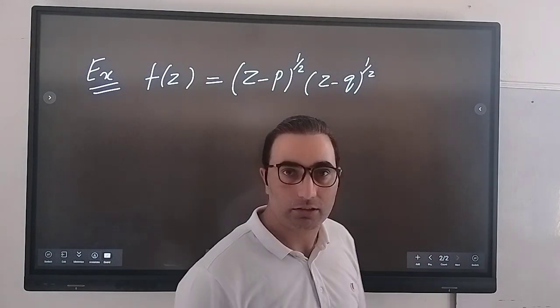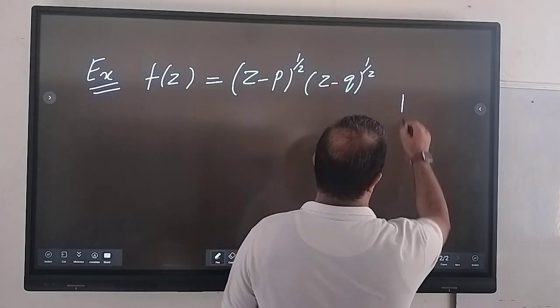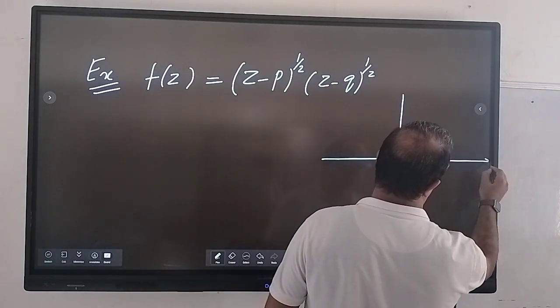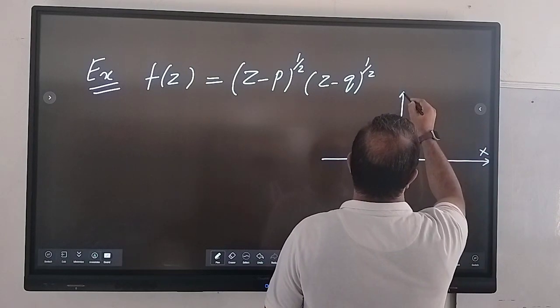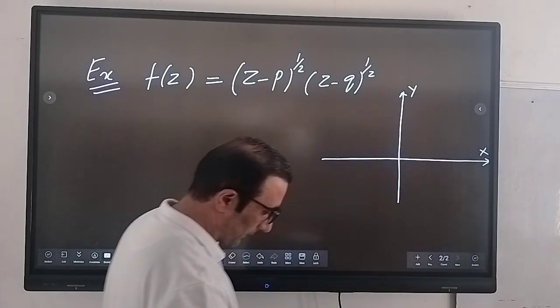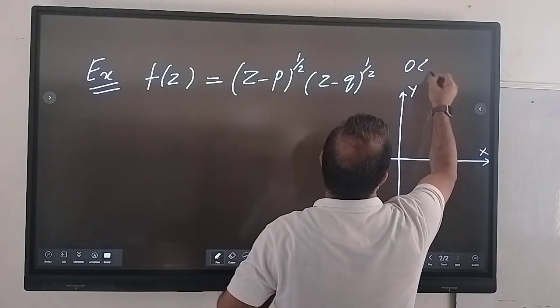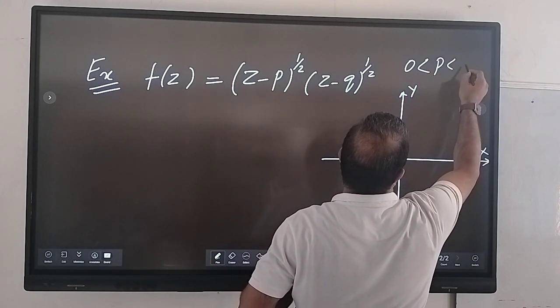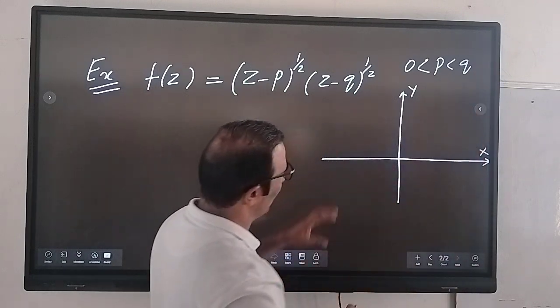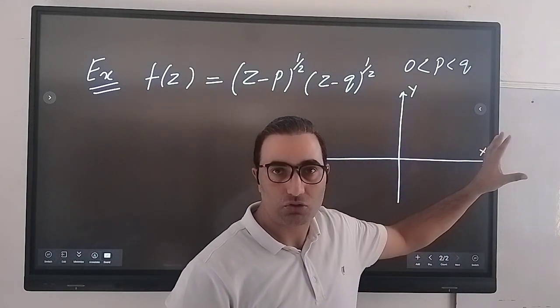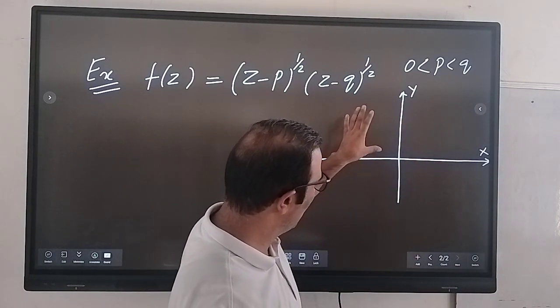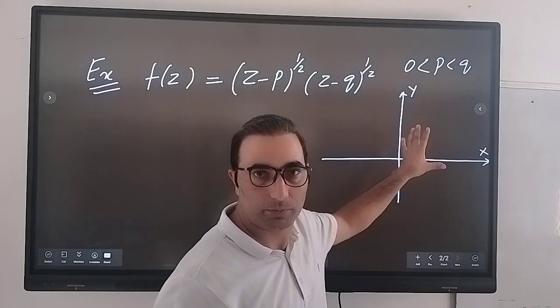I simply draw the complex plane. We can have two functions here, so this is x and y, and here 0 is less than p, less than q. That means p and q are positive integers, and let us first draw these points in our complex plane.